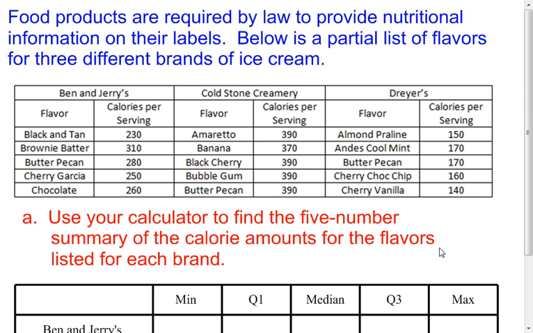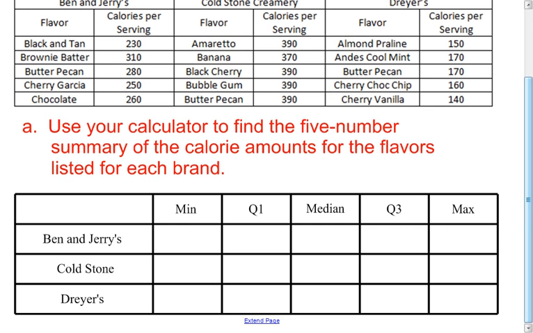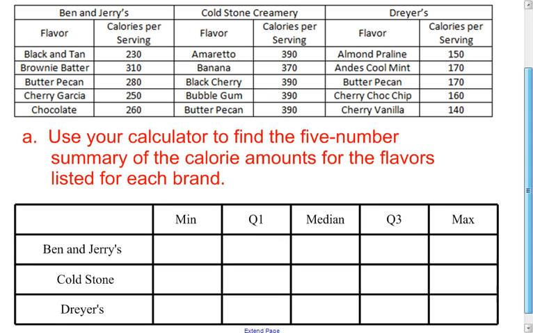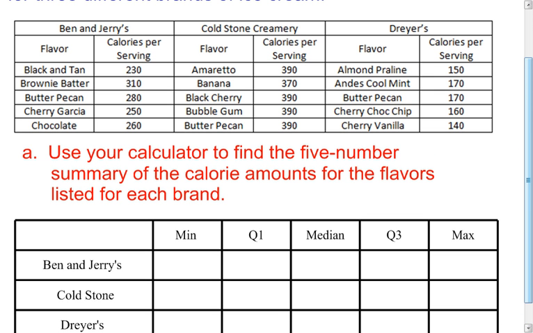From Ben & Jerry's, they reported black and tan, brownie batter, butter pecan, cherry Garcia, chocolate, and told you how many calories there were per serving, and you can look across the chart there. It says use your calculator to find the 5-number summary of the calorie amounts for the flavors listed in each brand. So for Ben & Jerry's, you're going to take that data and put it into a list.